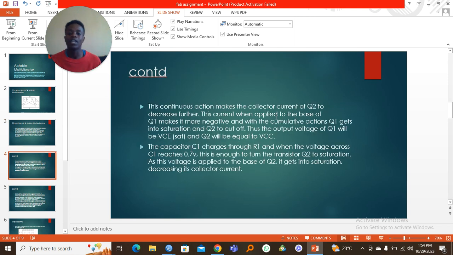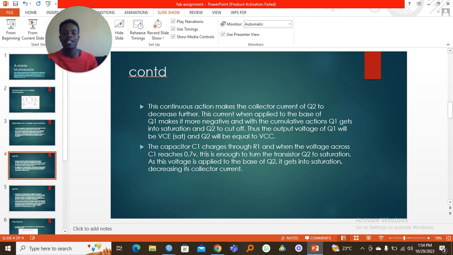These continuous actions make the collector current of Q2 decrease further, and this, when applied to the base of Q1, makes it more negative. With the cumulative action, Q1 gets into saturation and Q2 into cutoff. Thus, the output voltage of Q1 will be VCE at saturation, and that of Q2 will be equal to VCC.